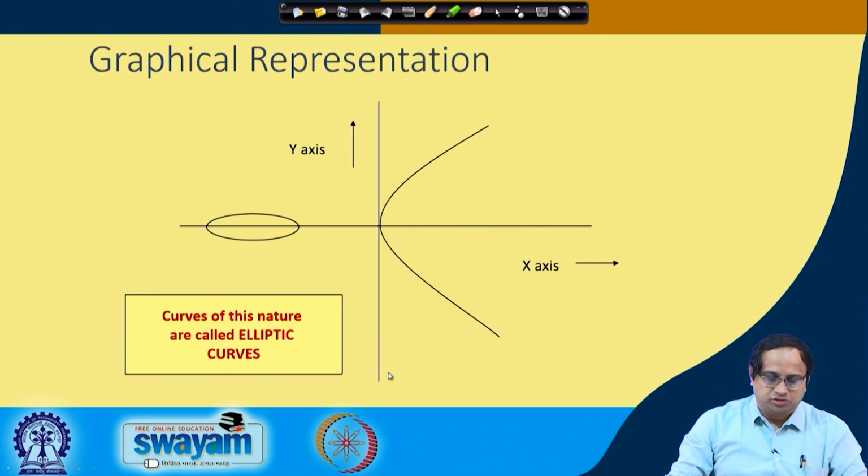Okay. So, the graphical representation of this curve is often of this form. You can see that it is quadratic with respect to y. That means it will be symmetric over the x axis. So, this is a form of the curve, and you can see that typically it looks as if it is a cup with a single handle. Curves of this nature are called elliptic curves.